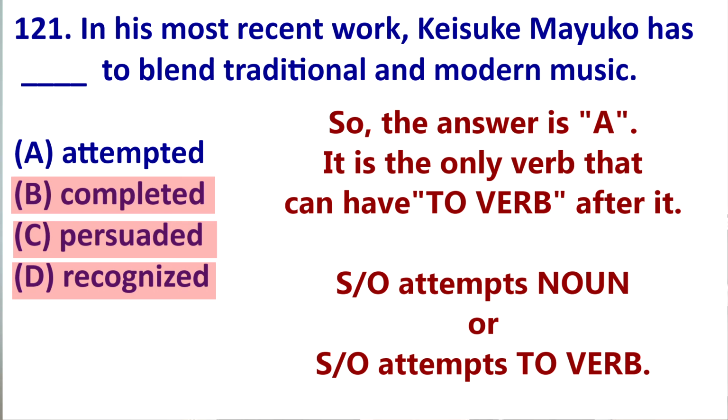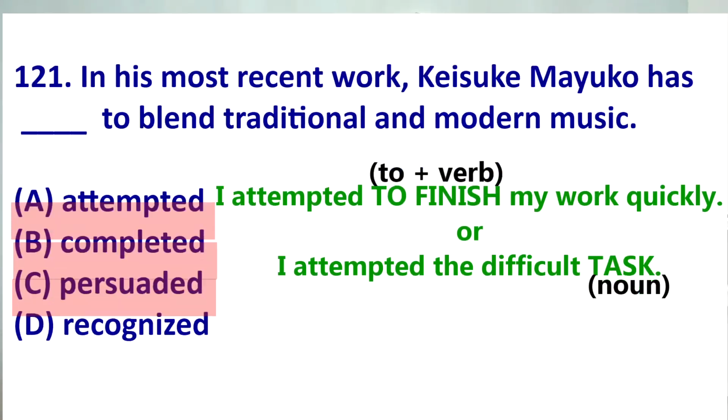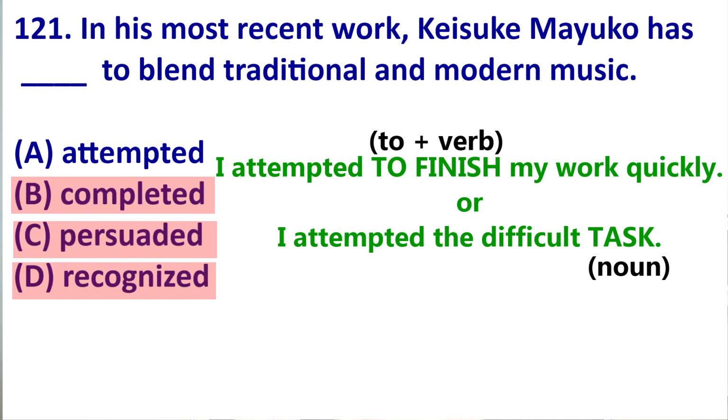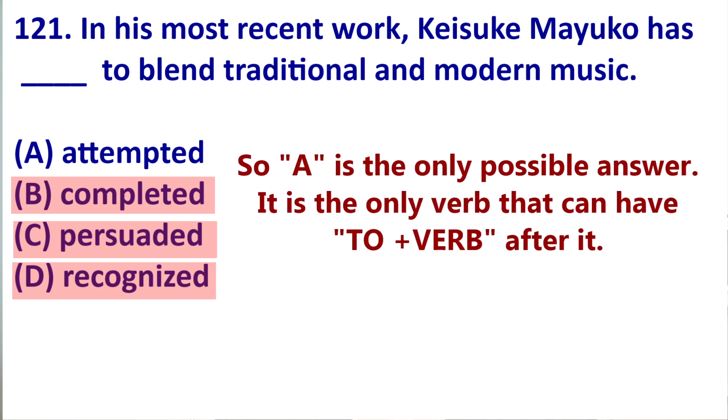And with attempt, you can attempt noun or attempt to verb. It's very similar to try, of course. So I attempted to finish my work quickly. Okay, or I attempted the difficult task. I can have a noun or to verb after attempt. Here we have to blend, to verb. So the only possible answer here is A, because B, C, and D need an object. They need a noun or a gerund.